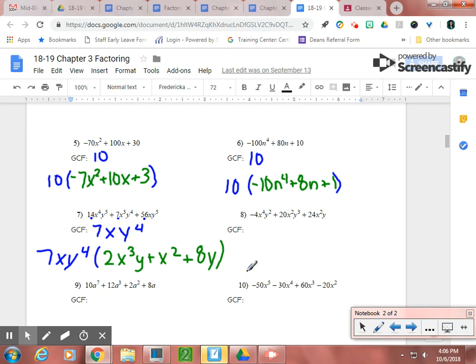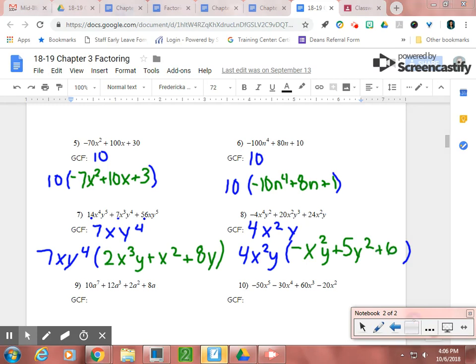On number 8, my greatest common factor, they're all 3 divisible by 4. The biggest number of x's they have is x squared, and they all have at least 1 y. So 4x squared y goes outside. Then inside, I have a negative sign, because you didn't divide out the negative. You got rid of 2 of the x's, so you have x squared, and you got rid of 1 of the y's. Then my next one is going to be 5y squared. And my last one is going to be 6, and that's it.